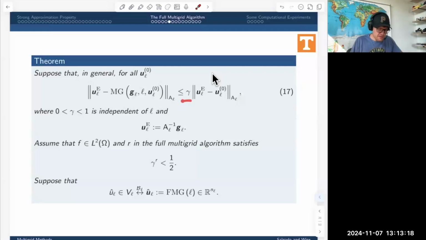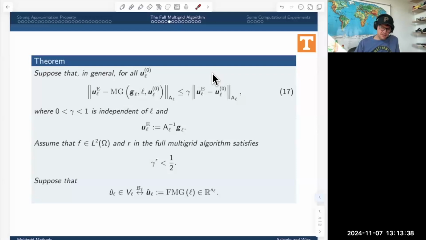So an assumption like this is a reasonable assumption. Again, this is the true solution on level L, and how we express the true solution is as the inverse of the matrix on level L times the input vector on level L. So there, that guy has to match.